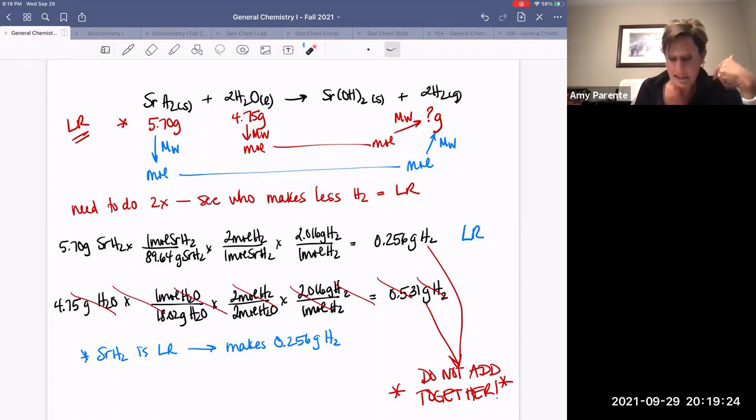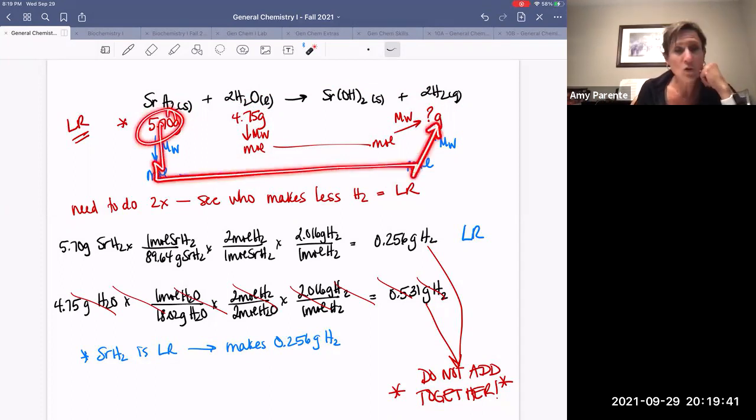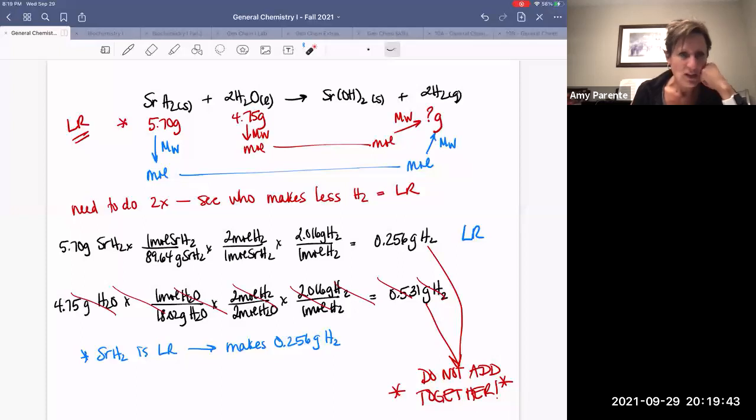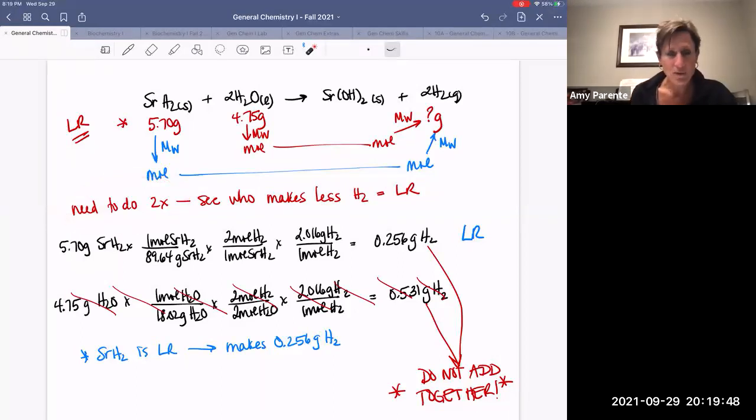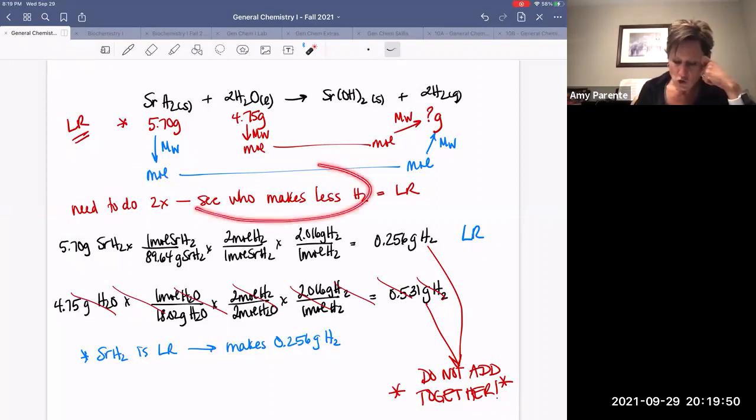This is a fair problem for Friday's quiz. It's a mass to moles, moles to moles, moles to mass. Now I have to do this for my other reactant here, so I'm going to have grams to moles, moles to moles, moles to grams. So I need to do double the number of calculations. And then I'm going to say who makes less hydrogen gas. That is my limiting reactant.